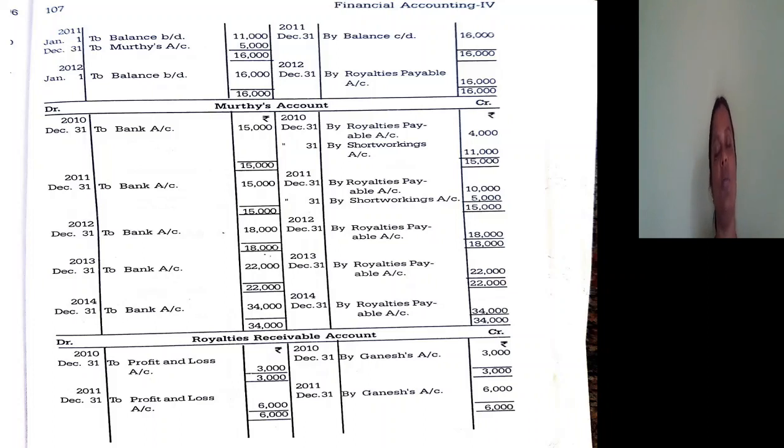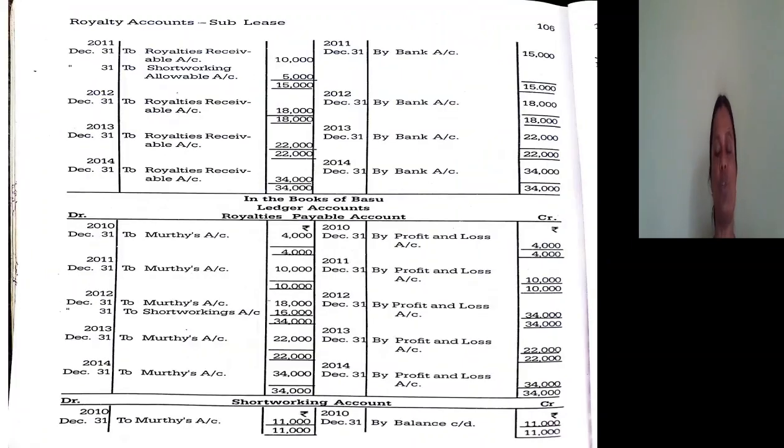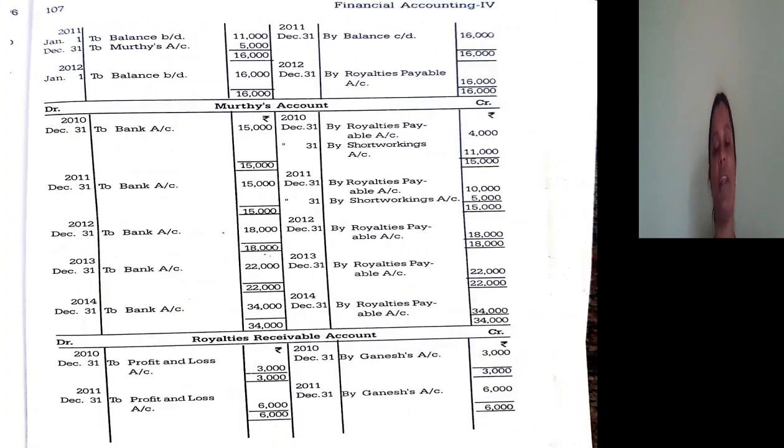34,000, so that both the accounts get closed. This is how to prepare the necessary accounts in the books of Basu in the capacity of lessee. Now again we have to prepare accounts in the books of Basu in the capacity of lessor. What are all the entries?